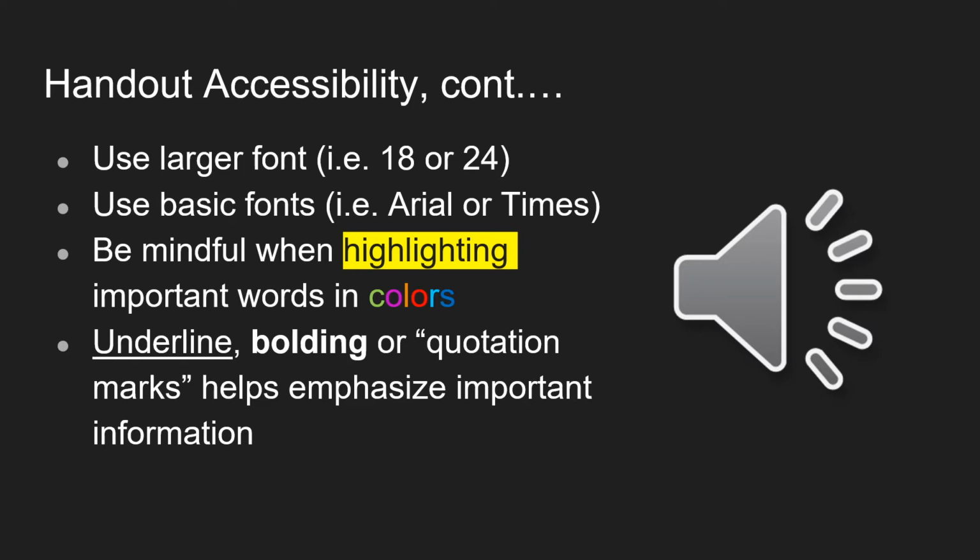Font also gets lost when there's little contrast between the words and the background. Highlighting important words in colors like yellow and red impedes the ability for those with impaired color vision from picking up this information. Adding an additional underline, bolding, or quotation marks helps this information stand out from the rest.